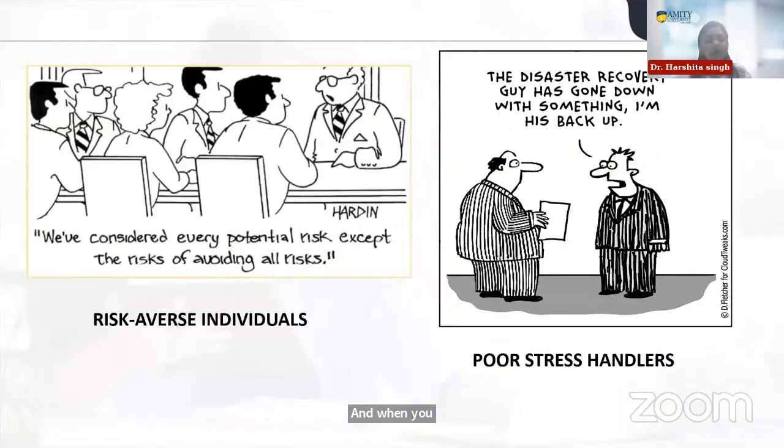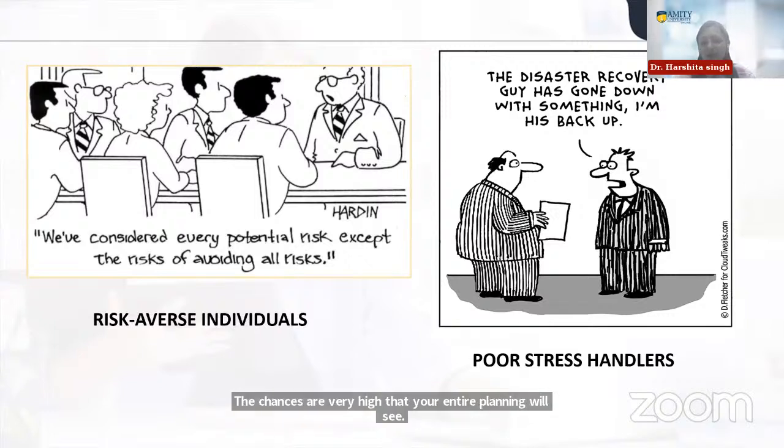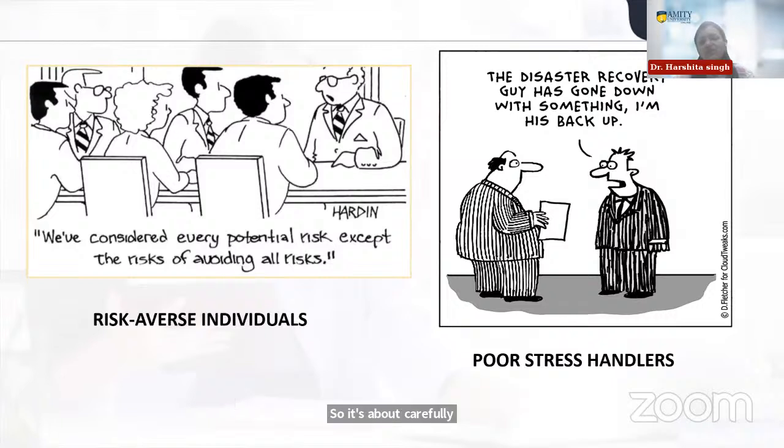Imagine a situation wherein one of your employees on the risk management team is a risk averse individual or is a poor stress handler. Will he be able to give you the desired result? No. The chances are very high that your entire planning will fail. So it's about carefully understanding which individual will be a better team player in case of risk management, in case of a BCM implementation. So that's where the HR part comes in, or the psychological, the human relations part comes in.